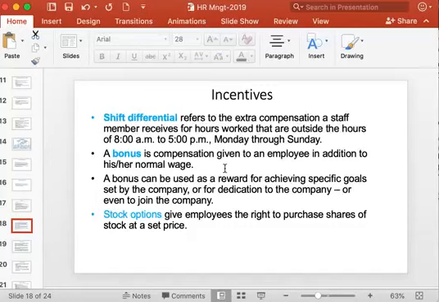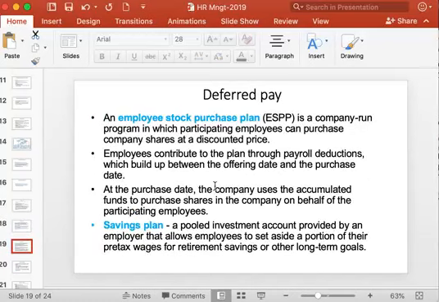A bonus is a compensation given to an employee in addition to his or her normal wage as a reward for achieving specific goals set by the company, or for dedication to the company, or even for joining the company when somebody is recruited for the first time. Stock options give employees the right to purchase shares of the company at a set price. Employee stock purchase plan, written in short as ESPP, is a company run program in which employees can purchase company shares at a discounted price.